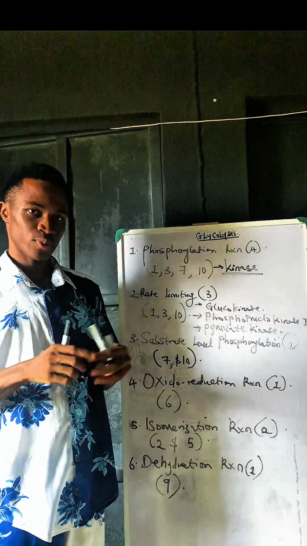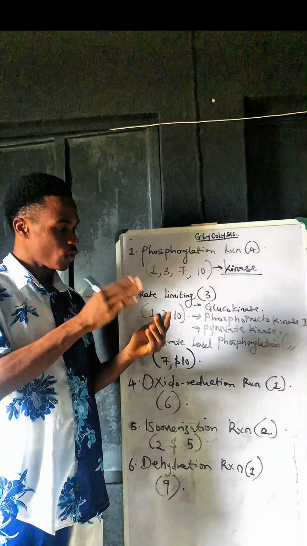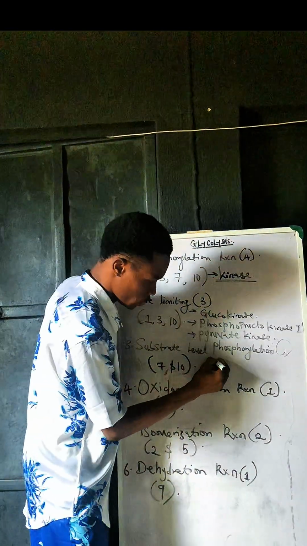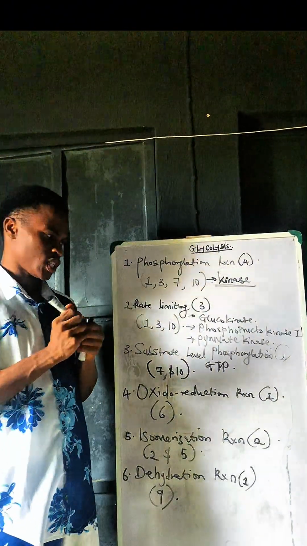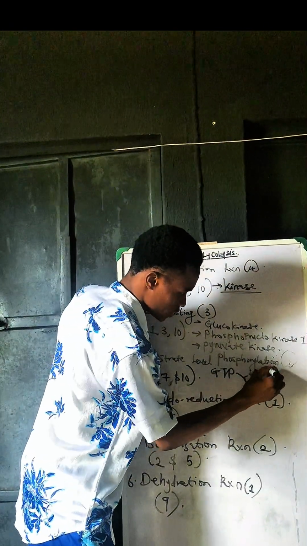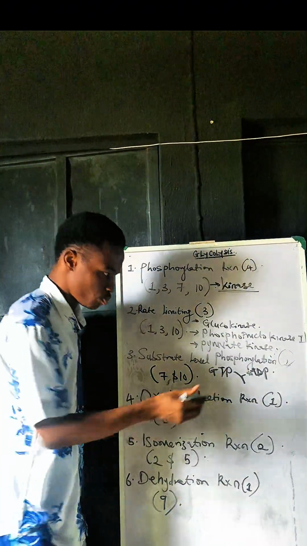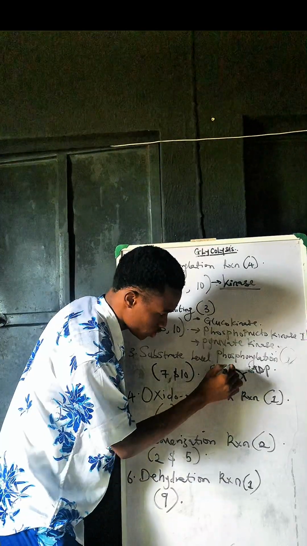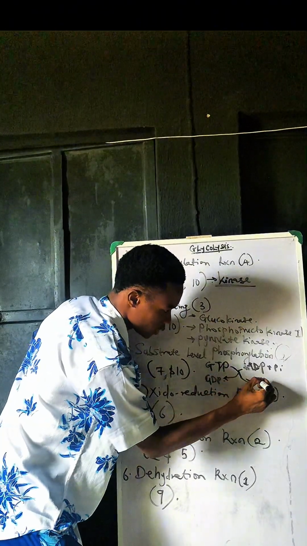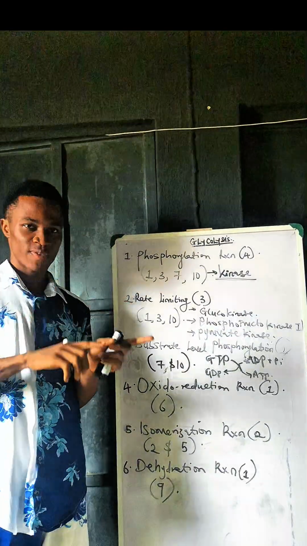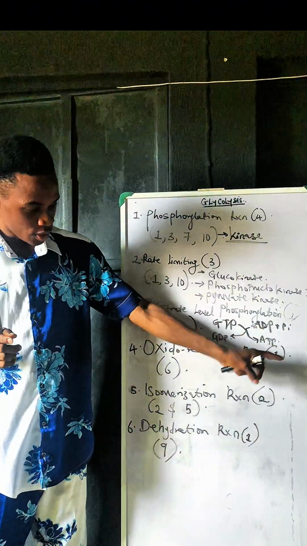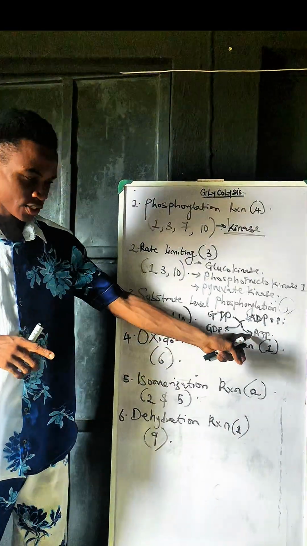Substrate level phosphorylation is the process of transferring a phosphate, in form of inorganic phosphate, from a high energy compound, for example GTP, guanosine triphosphate, to a low energy compound, which can be ADP. GTP transfers a phosphate to ADP, giving us GDP, and ADP comes out as ATP. So it is the process of transferring phosphate from a high energy compound, example GTP, to a low energy compound, example ADP, to produce a low energy compound, GDP, and a high energy compound, ATP.